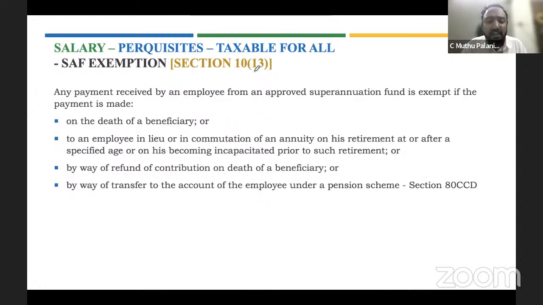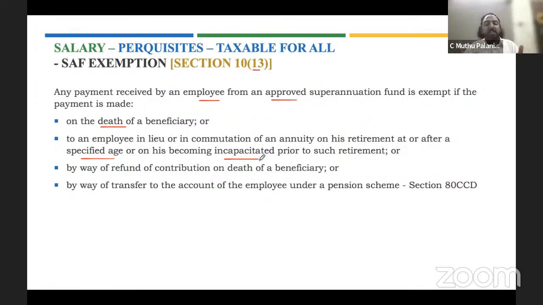That is Section 10, Clause 13. We are going to discuss the superannuation exemption. Any fund contribution from the superannuation fund is exempt, but there are some conditions. What are the conditions? Any payment received by an employee from an approved superannuation fund is exempt if it is paid on the death of the beneficiary, to an employee in lieu or in commutation of an annuity, or on his retirement after a specified age or on becoming incapacitated.